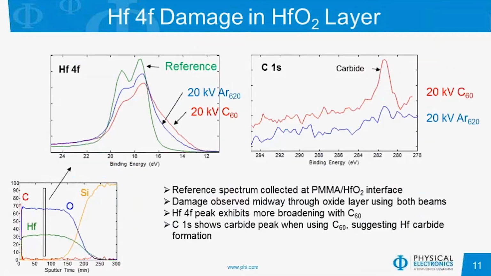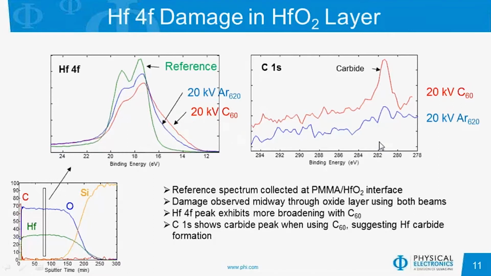We have also looked at the extent of the hafnium 4f damage in the hafnium oxide layer, comparing the unsputtered spectrum to that of a C60 and argon gas cluster. And we see that, as we showed in the last slide, for the C60 we observed the most broadening in the 4f spectrum and slightly less broadening using the gas cluster source.